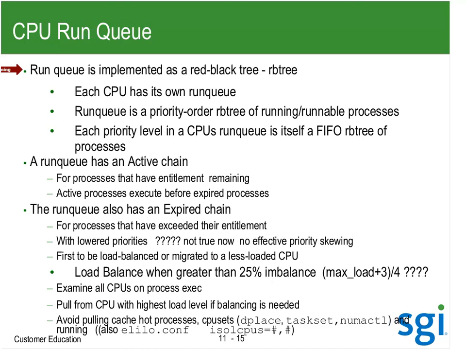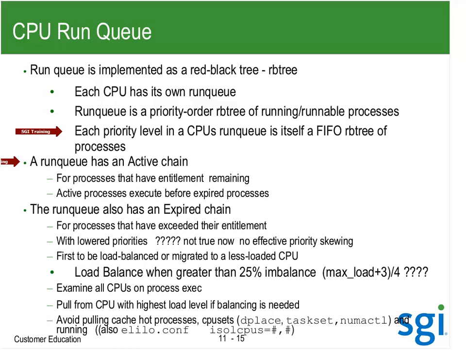So the CPU has a run queue implemented as a red-black tree. That's just a hash search algorithm. Each CPU has its own run queue. This is how I get affinity. The run queue is a priority-ordered red-black tree of running and runnable processes. If I'm sleeping, I'm not on the run queue. And then each priority has a red-black tree of its own. So we've got multiple hash trees in the run queue.